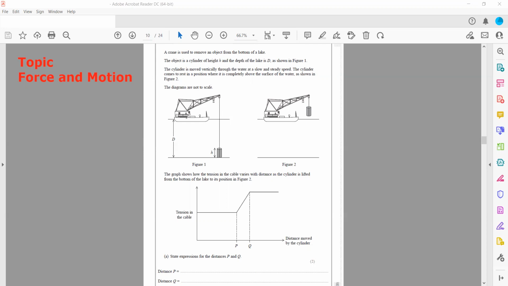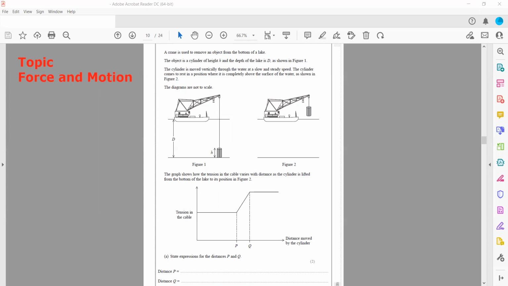The diagram is not to scale. The graph shows how the tension in the cable varies with the distance as the cylinder is lifted from the bottom of the lake to its position in figure 2. So this is at the bottom of the lake and this one is the position in figure 2. State the expression for the distances P and Q. So what will be the expression for distance P and for distance Q?